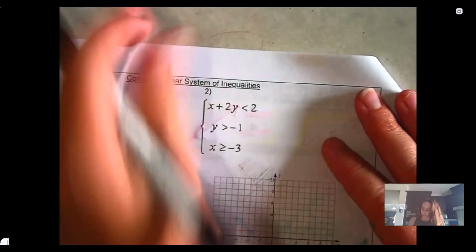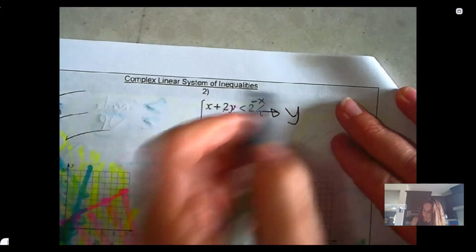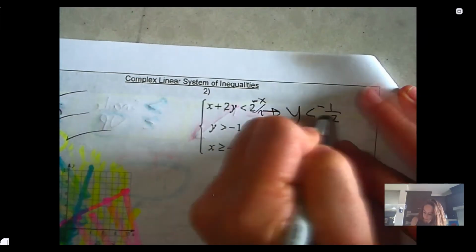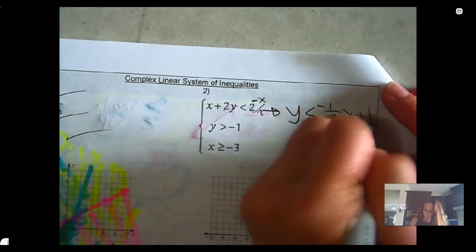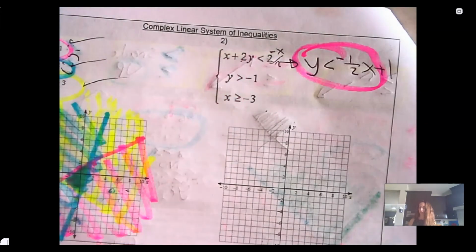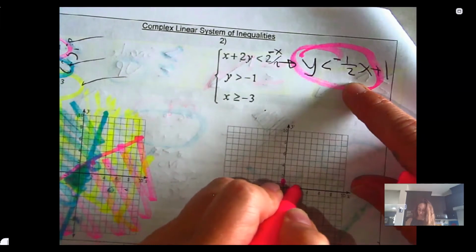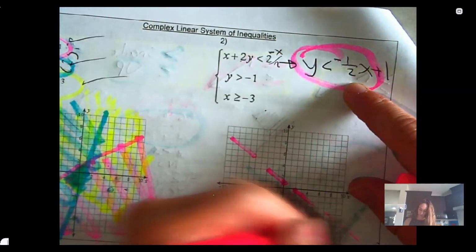All right. So the first thing I'm going to do if I'm going to graph this is solve it for y. So I'm going to subtract x and divide by 2, which is negative 1 half x plus 1. Hopefully I did that right. So I'm going to graph the pink. No switching the direction of the inequality if you divide by a positive, only when you divide by a negative. Dash. Shade it.